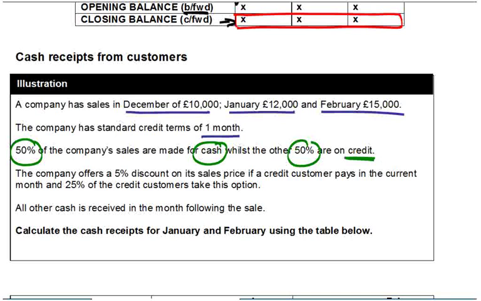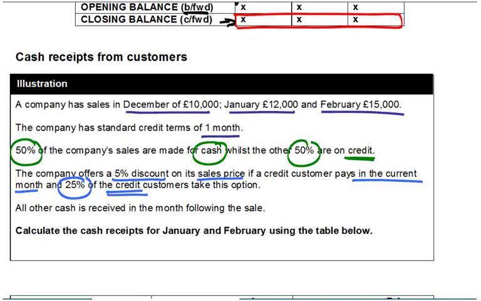However, also the company offers a 5% discount on its sales price if the credit customer pays in the current month. So if it pays at any period up to that 1 month point in time, they're going to be given a 5% discount. So in December, of those 10,000 sales, if they pay in December, they will get a 5% discount. And it tells us 25% of the credit customers take this option. So 50% are on credit, 25% of those 50% actually take that option up.